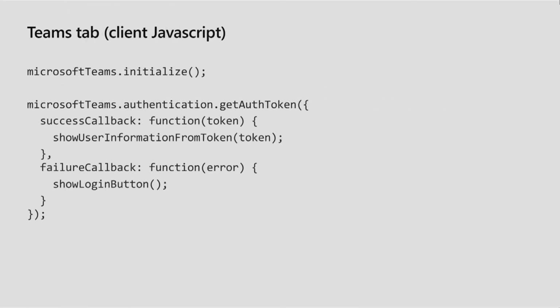After all that configuration, the change to the Teams tab itself is quite simple. After I initialized the Microsoft Teams SDK, I just called getAuthToken and passed it two callbacks, one for success and one for failure. Now, Teams takes care of the rest, prompting for consent, like we saw. And then when it has the access token, it will call this callback and give it to the tab.